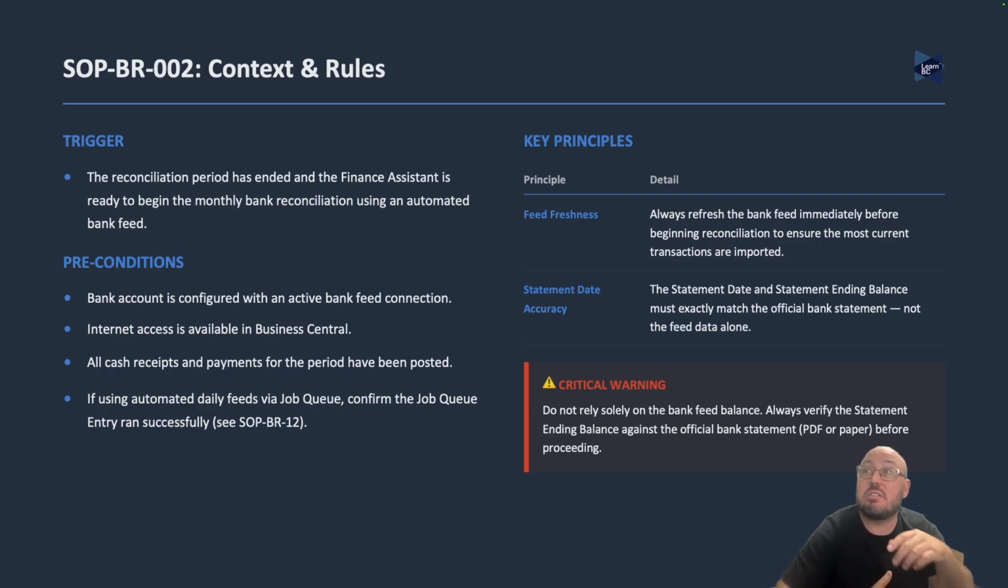The preconditions is the bank is set up. You've got internet access to your BC, which we're all full cloud, so that's irrelevant. All cash receipts and payments for the period have been posted, so they're good to go. And if some are missing, we'll talk in the reconciliations through using the general journal to create those. And if using automated daily feeds via the job queue, confirm the job queue entry ran successfully. That's SOP 12 right at the end of our SOPs.